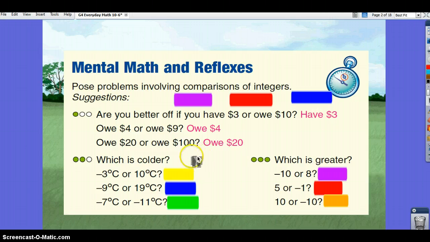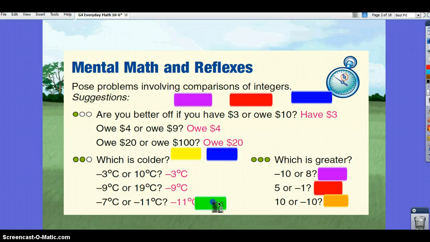So which is colder, negative 3 degrees Celsius or 10 degrees Celsius? Awesome, negative 3. Negative 9 or 19? Negative 9. Negative 7 or negative 11? So think about the money. Did you want to owe 4 or owe 9? So really, if you owe 4, you're a negative 4. If you owe 9, you're a negative 9. So which is colder? Which one would be worse? The negative 11. Now it's just the opposite.